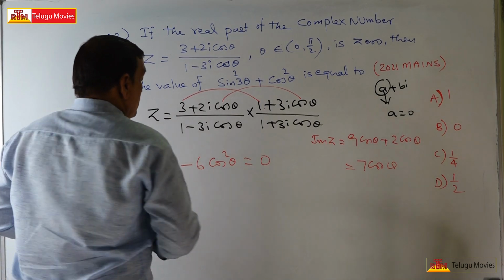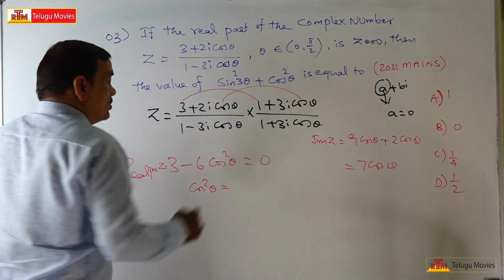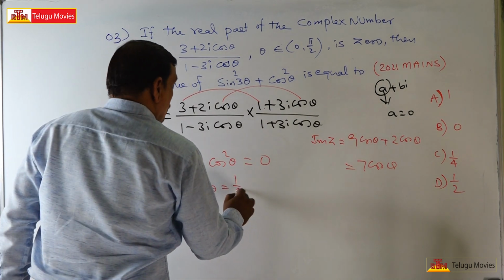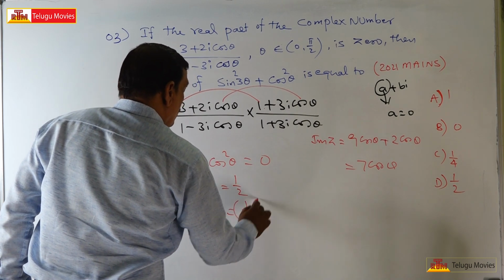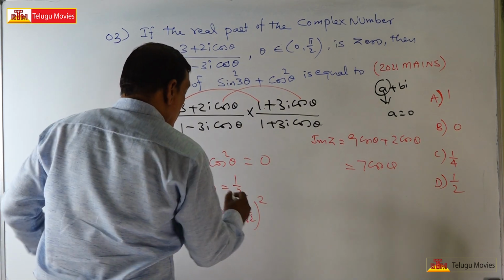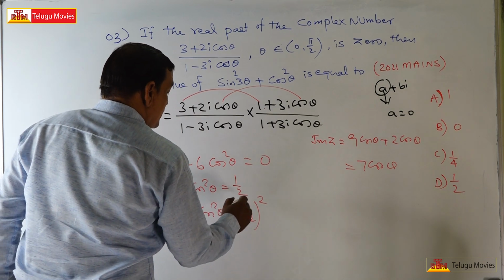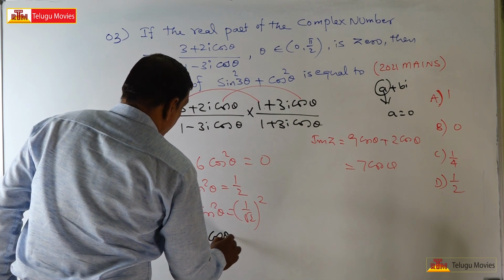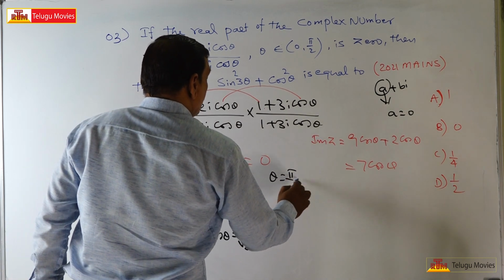Now from this, cos square theta is equal to 3 upon 6, which is equal to 1 by 2. So cos square theta is equal to 1 by root 2 whole square. Therefore cos theta is equal to 1 by root 2, you can take. Therefore theta is equal to pi by 4.